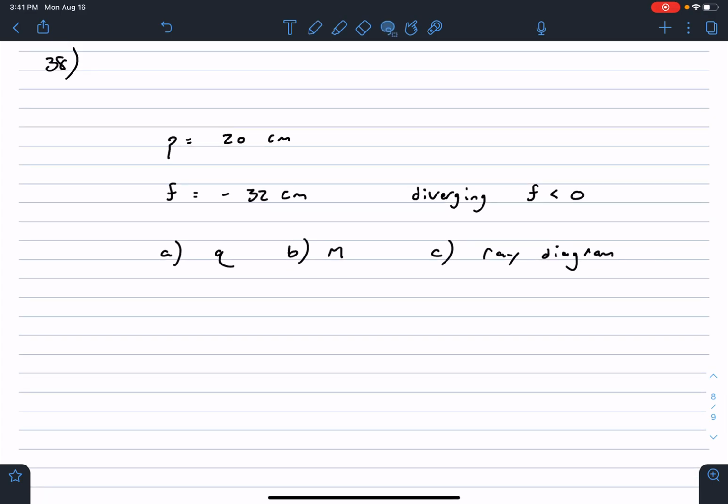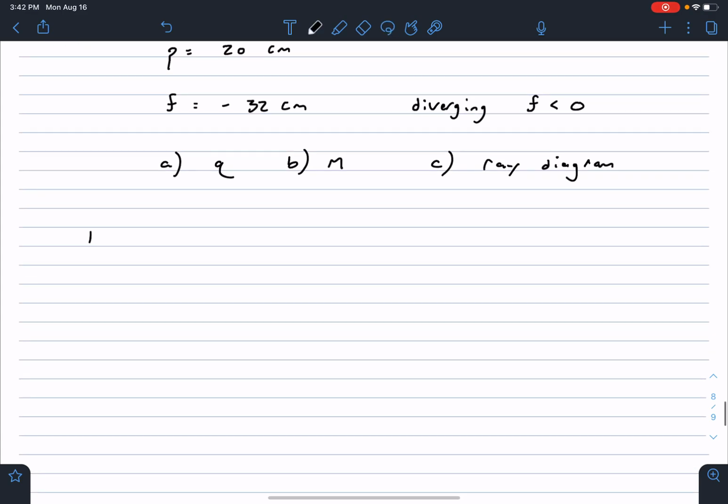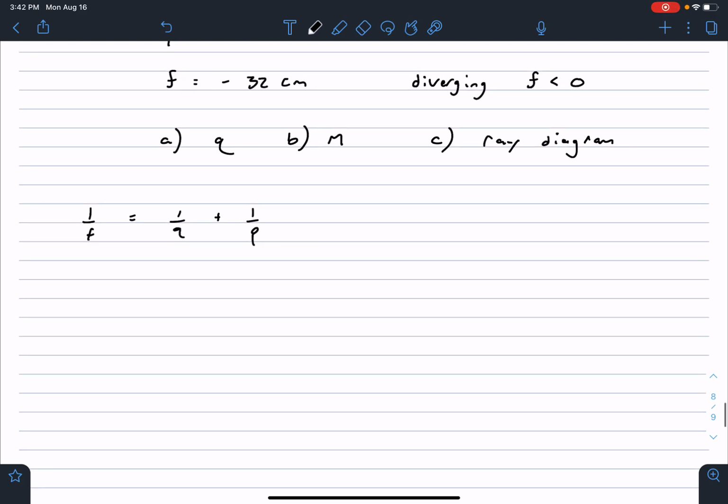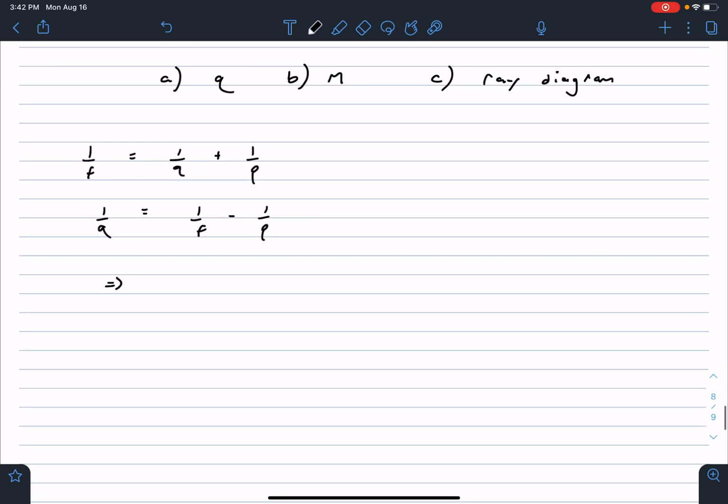All right, solving for Q is pretty straightforward. We just plug it into our formula, 1 over Q plus 1 over P equals 1 over F. And we're solving for Q, which means that 1 over Q is equal to 1 over F minus 1 over P, which if you go through the algebra, which I've done several times up to this point, you actually get that Q is equal to P times F over P minus F.